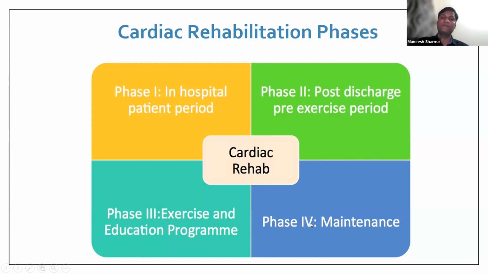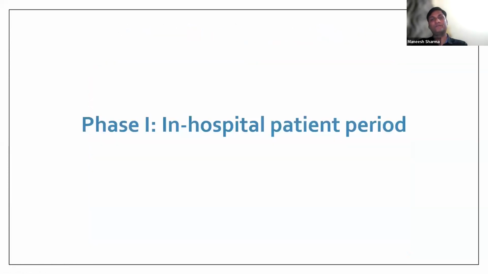Then phase 4 is the maintenance phase, which is called the unsupervised phase, where the patient can independently perform these exercises at home. And if there is a need, the patient can have a telephonic follow-up. So there are mainly 4 phases of cardiac rehabilitation. The first phase is the in-hospital phase. The second is the post-discharge and pre-exercise period. Third is the exercise and education program. Fourth one is the maintenance phase.